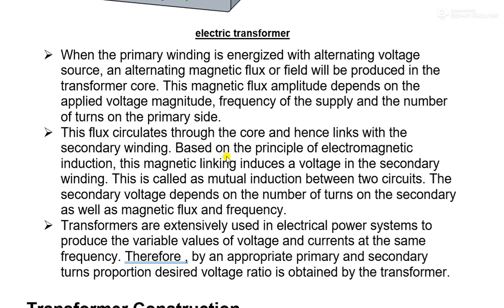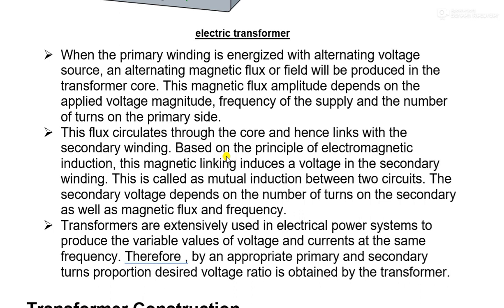The secondary voltage depends upon the number of turns of the secondary as well as the magnetic flux and the frequency of the input AC voltage. Transformers are extensively used in electrical power systems to provide variable values of voltages. Yes, by using a transformer we can increase or decrease the output voltage and current at the same frequency.